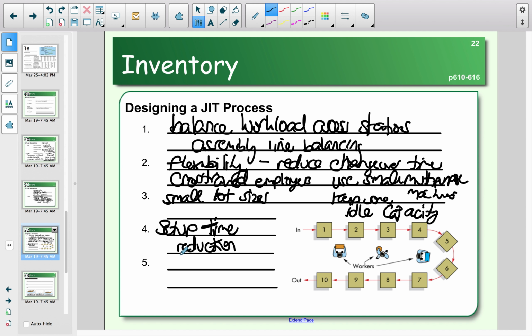We want to use a cellular layout. And if you recall, the cellular layout was a hybrid between product layout and process layout. Product layout is kind of like a car wash. The downside to product layout or assembly line is that if one part of your production process goes down, the whole line goes down.